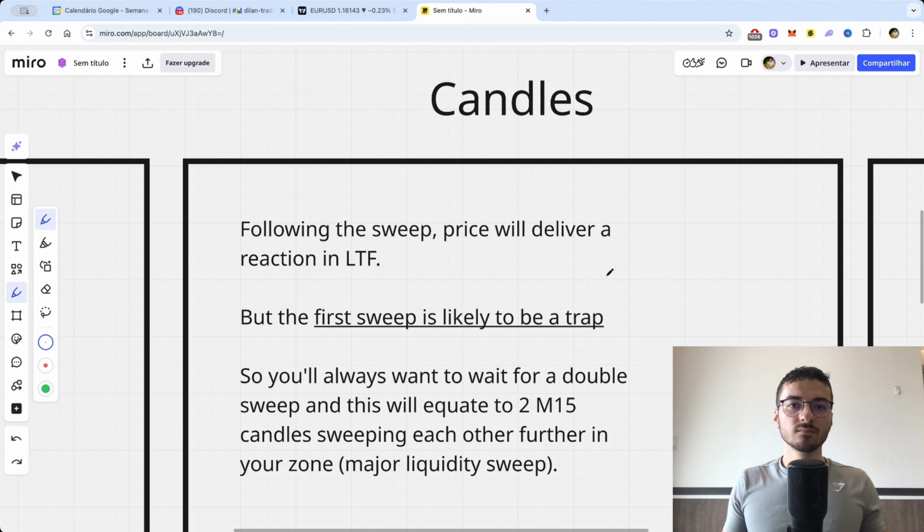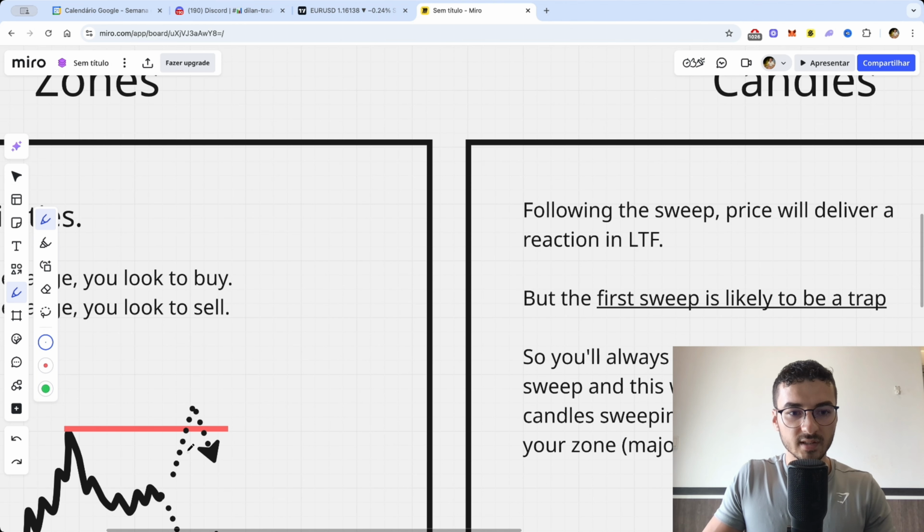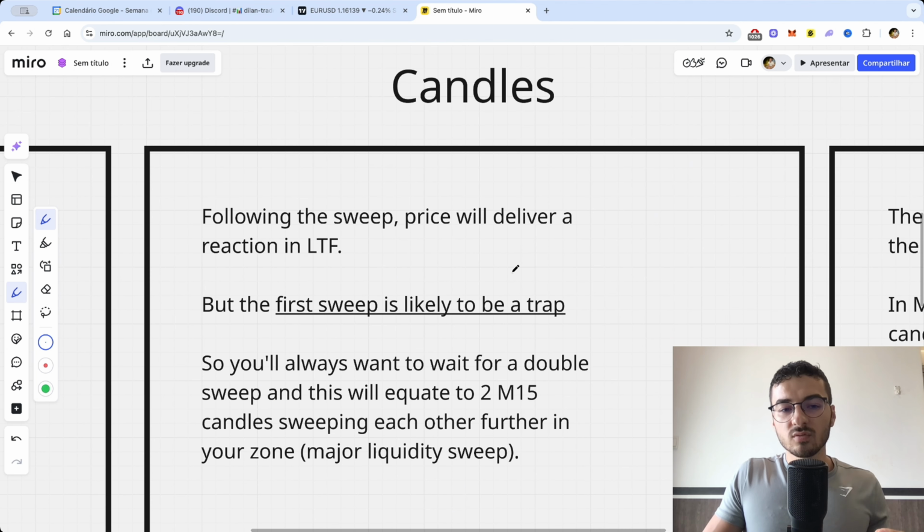So as you know, my strategy is basically composed of sweep of major liquidity, smart money trap, entry. And this is going to be the smart money trap part. But I've made it so simple that you can literally understand by M15 candles. Okay, so following the sweep of liquidity, right? Once you have one of these two liquidities getting taken right here, price will most likely deliver a reaction on lower time frame. Even if price wants to continue, it will deliver something.